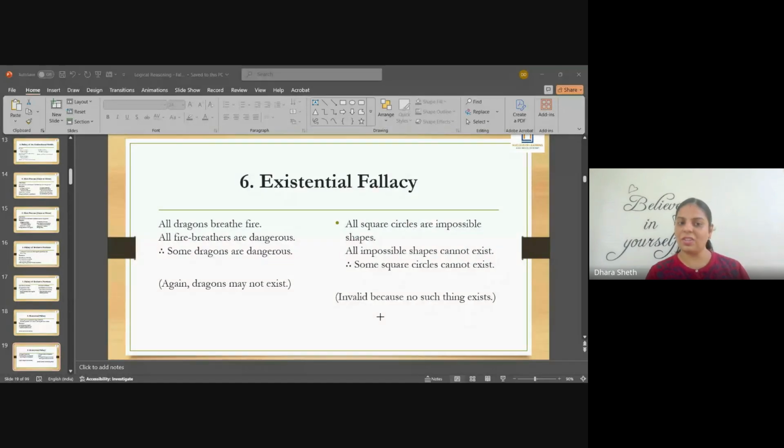Because dragons may not exist, that is why it is existential fallacy. Those things, not just fact-wise. Now, if I say that all leaders are kind, that might be untrue. But leaders and kindness do exist in this world. Okay? So that's not an existential fallacy.